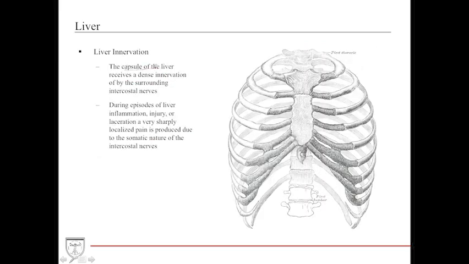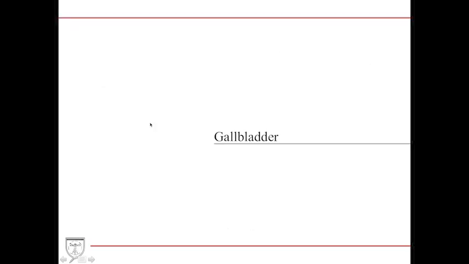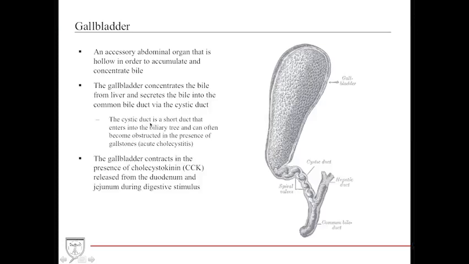The liver has a capsule, as discussed before, that receives a dense amount of innervation from the intercostal nerves surrounding the liver. During episodes of significant inflammation, injury, or even laceration, you can get very sharp, somatic, localized pain due to the fact that the capsule of the liver has somatic innervation from the intercostal nerves. But again, as the liver becomes inflamed or injured, you can also get referred pain in the right upper region of the shoulder.